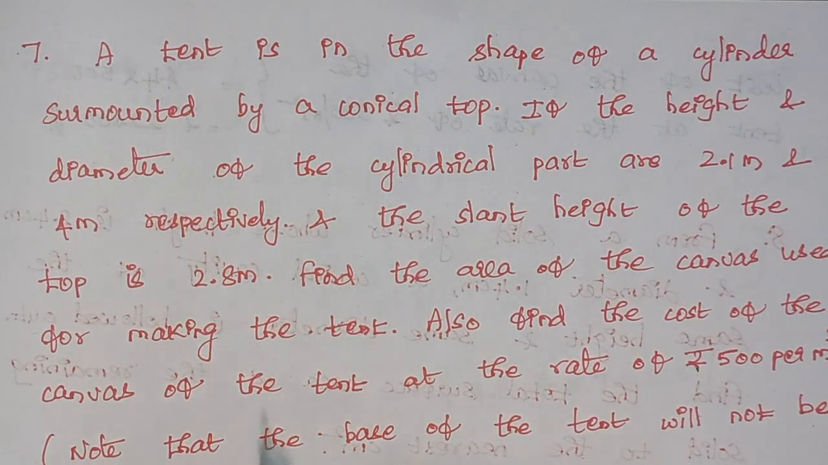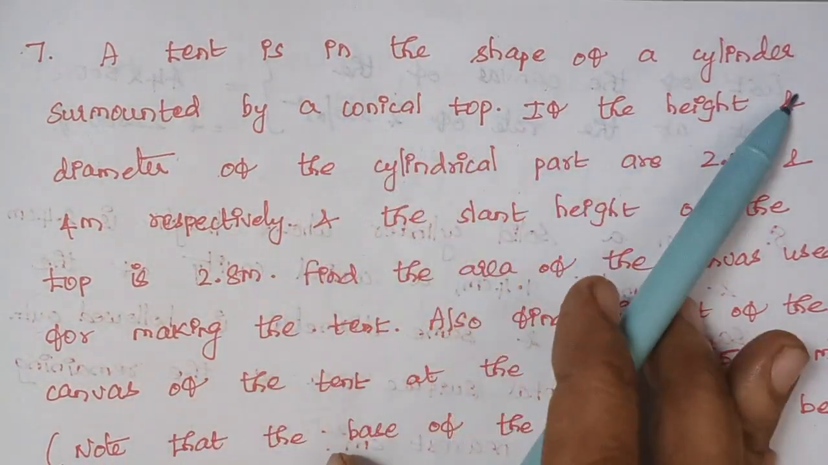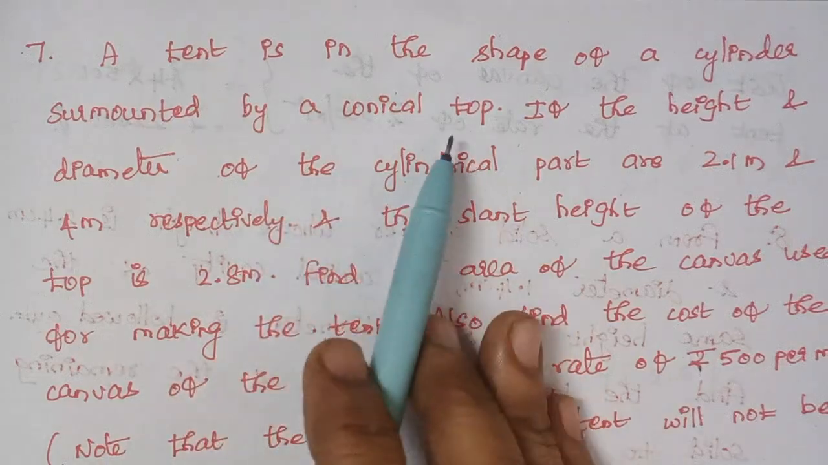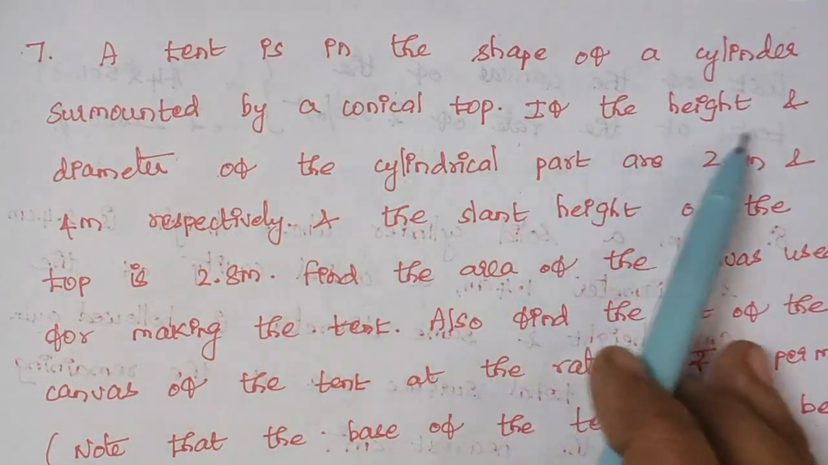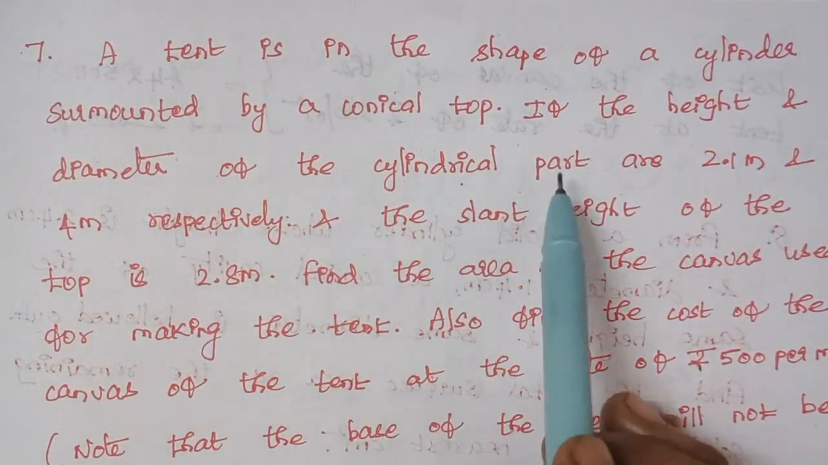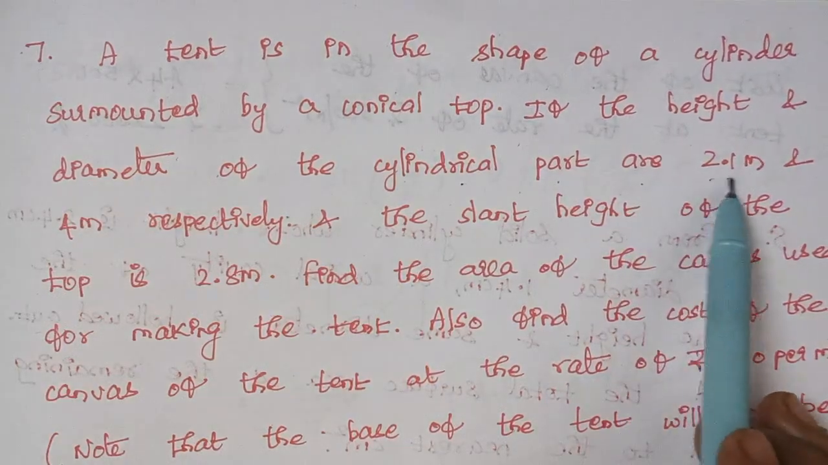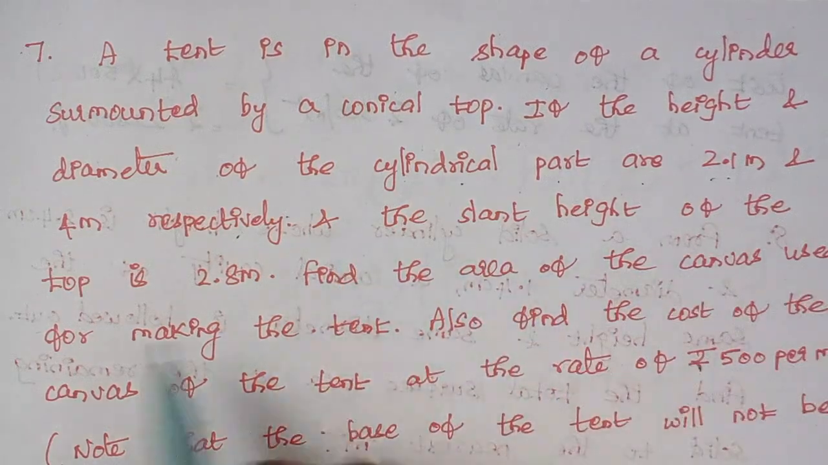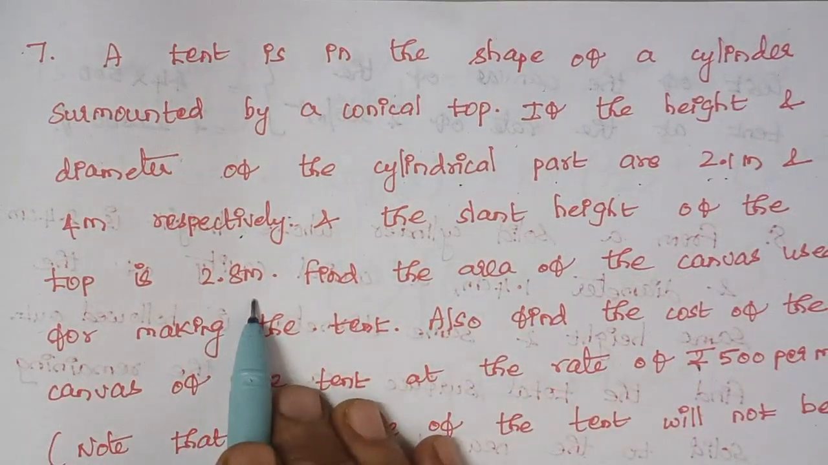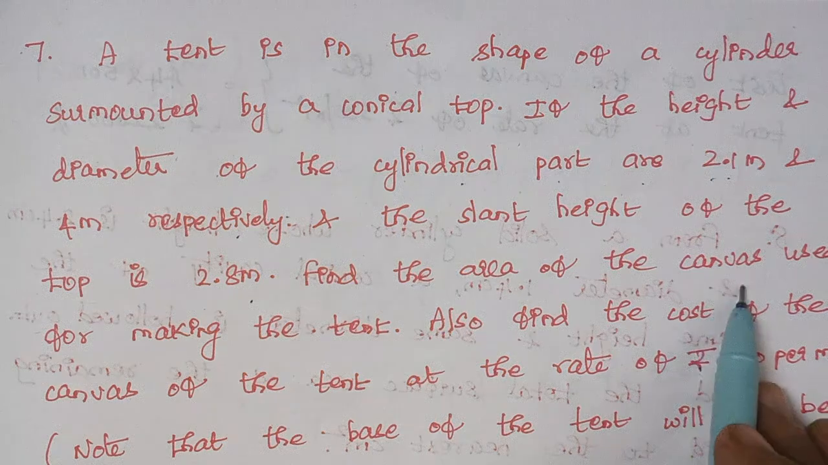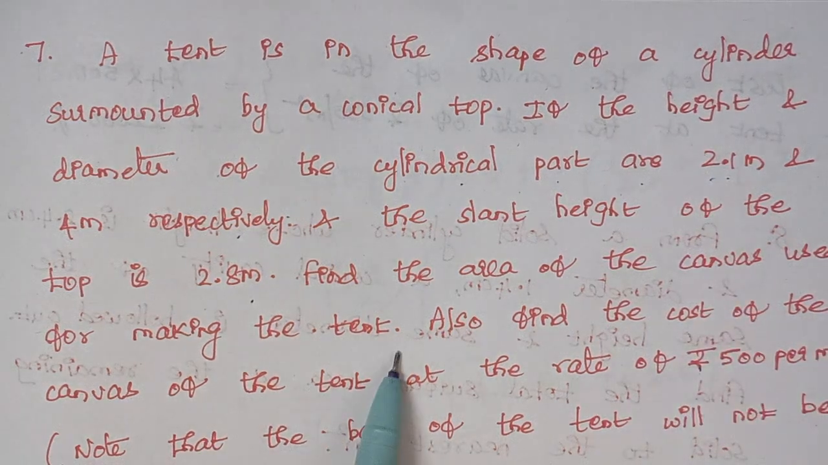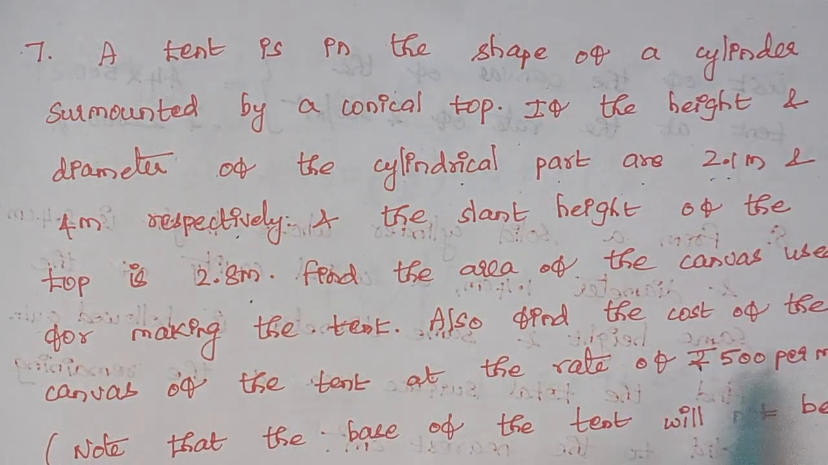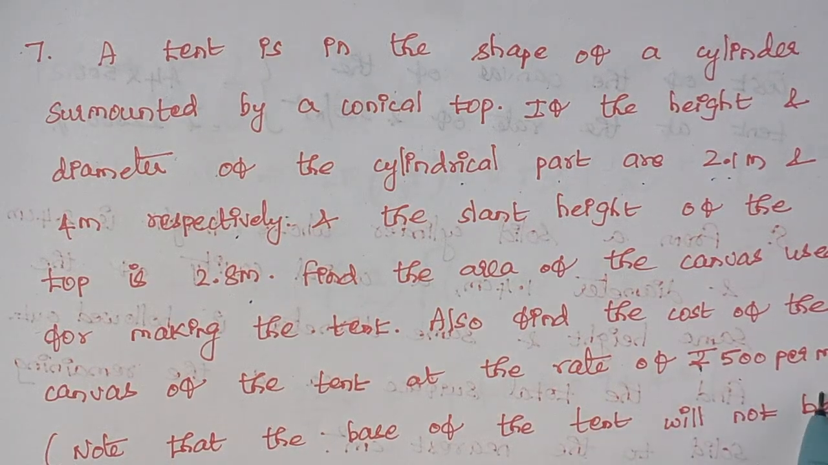Problem number 7. A tent is in the shape of a cylinder surmounted by a conical top. If the height and diameter of the cylindrical part are 2.1 meter and 4 meter respectively, and the slant height of the top is 2.8 meter. Find the area of the canvas used for making the tent. Also find the cost of the canvas of the tent at the rate of rupees 500 per meter square.